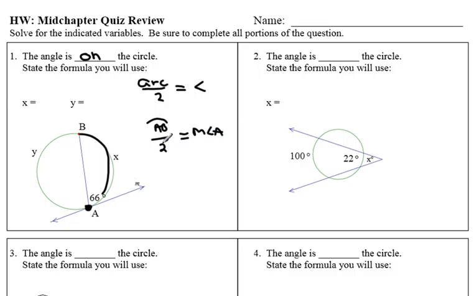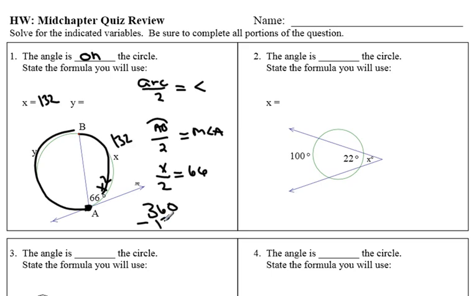So x represents arc AB divided by 2, which equals angle A, or the angle is half the arc, so we would multiply that by 2 for a total of 132. And then y completes the circle. So whatever's left over is y. Whole circle is 360 degrees. Subtract 132 that we just found. So we get that y is 228 degrees.